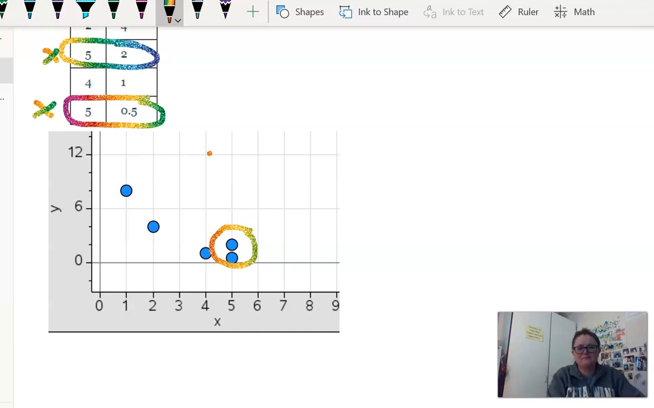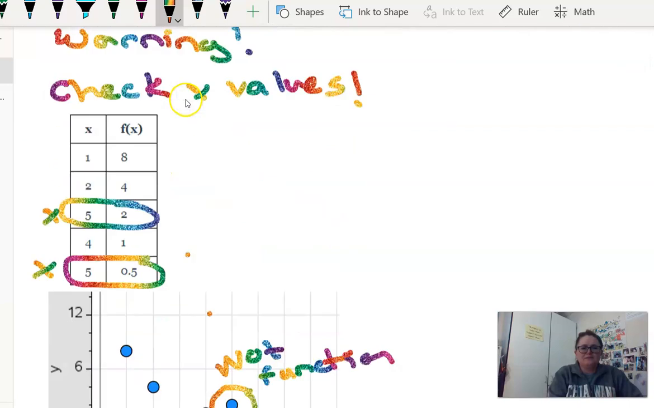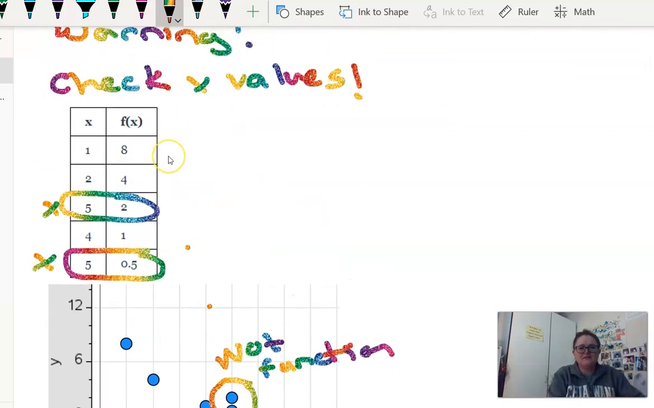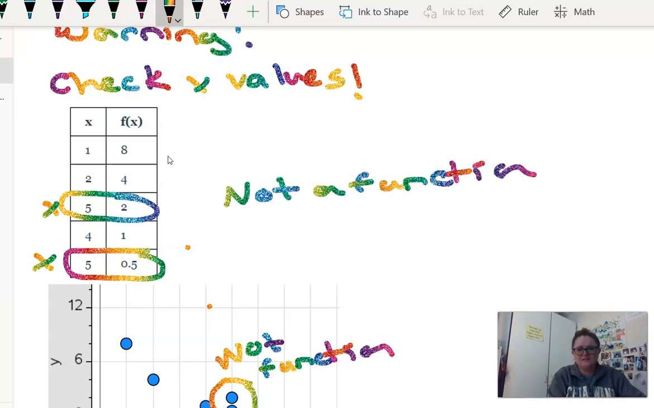So not a function because of that. So check your x values. This is not a function because x repeats.